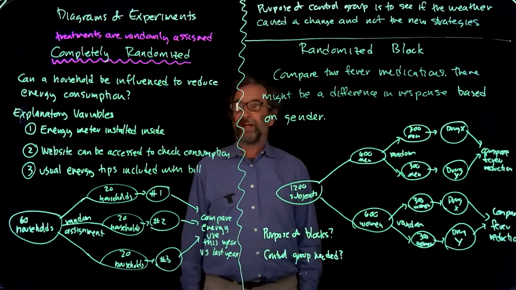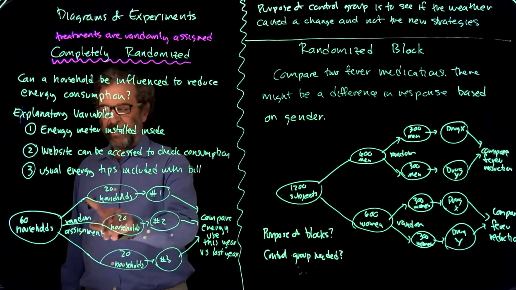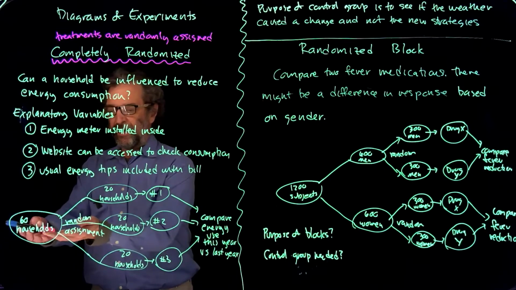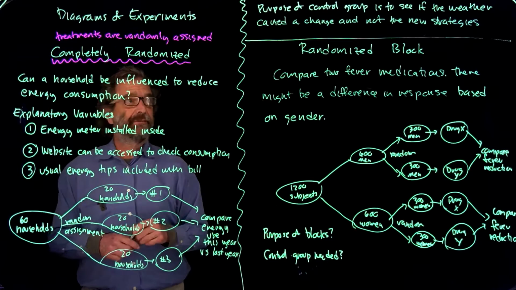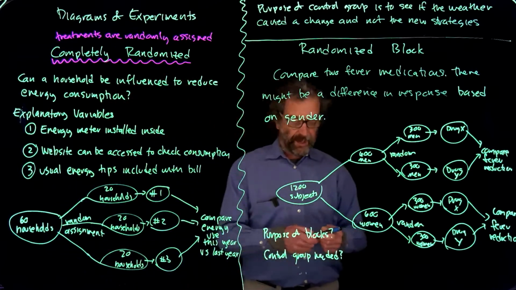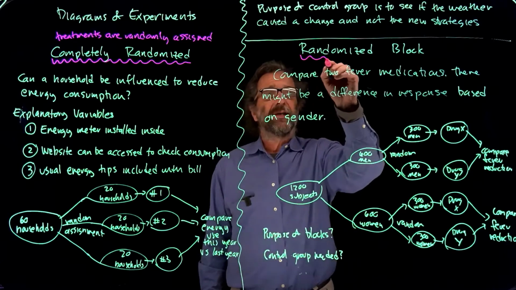So that's a completely randomized design. It's called completely randomized because the households were randomly assigned the treatments without any other information being collected from the household, just randomly. The second kind of design we're going to talk about is called a randomized block design.